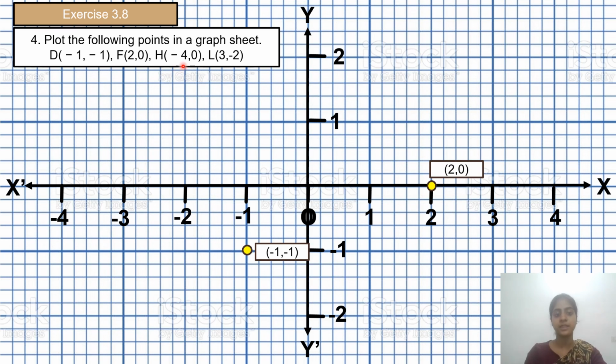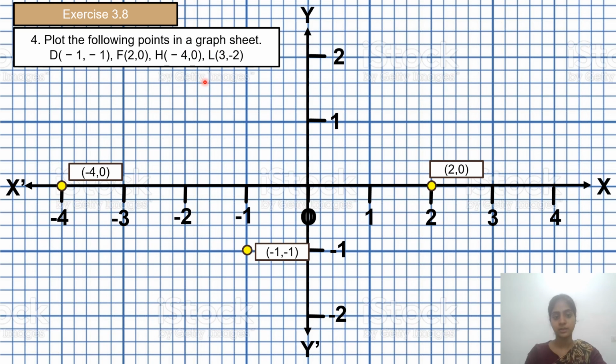Now next is minus 4 comma 0, negative and positive. This belongs to the second quadrant, but the y value is given to be 0. So y value is 0 means this point lies on the x-axis. So x-axis value is minus 4. So because y value is 0, and then we have minus 4 for the x value. The point will be here. This point is minus 4 comma 0.